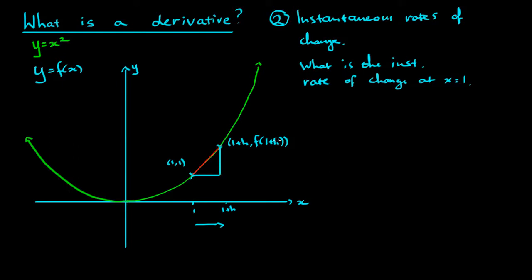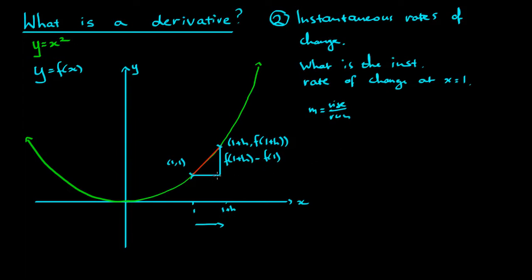And the gradient of that red line is a very good approximation, especially if h is small, of the gradient of the tangent. So let's say what that gradient is. m is equal to rise over run. Now f(1+h) here is the total height, but it doesn't tell us the length of this line here. And the length of this line here, using the same method we worked out before, is f(1+h) take away f(1). That's the height.